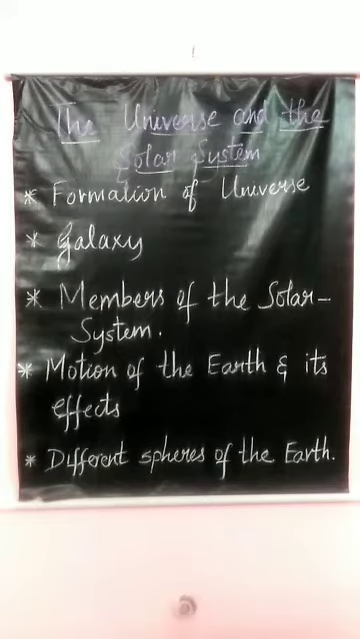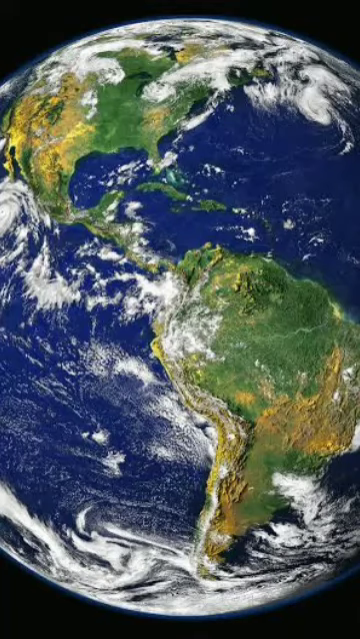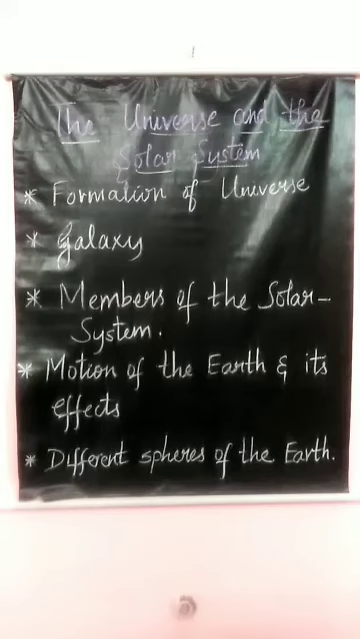Which is a living planet? The Earth is the 3rd planet from the sun and the 5th largest planet in the solar system. It is called the blue planet or watery planet because 3/4 of the Earth is covered by water. The Earth is the only planet in the solar system known to support life. So Earth is known as the living planet.